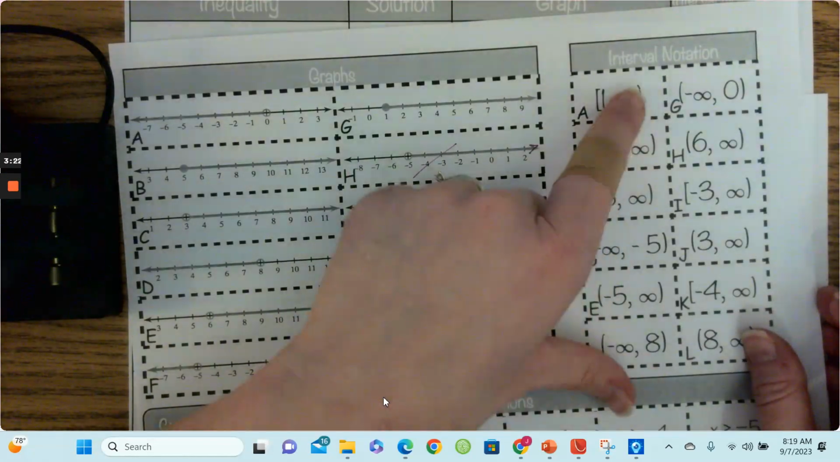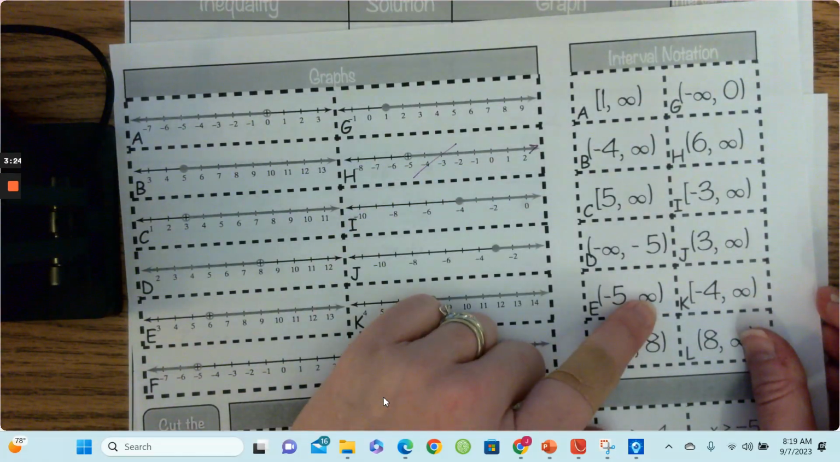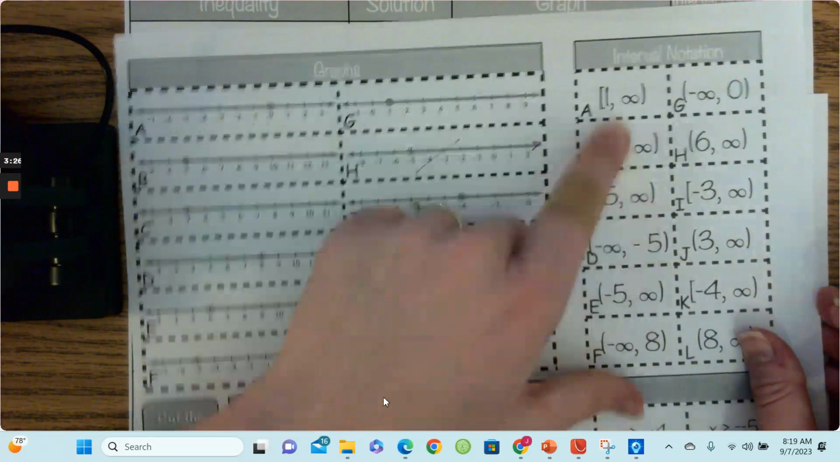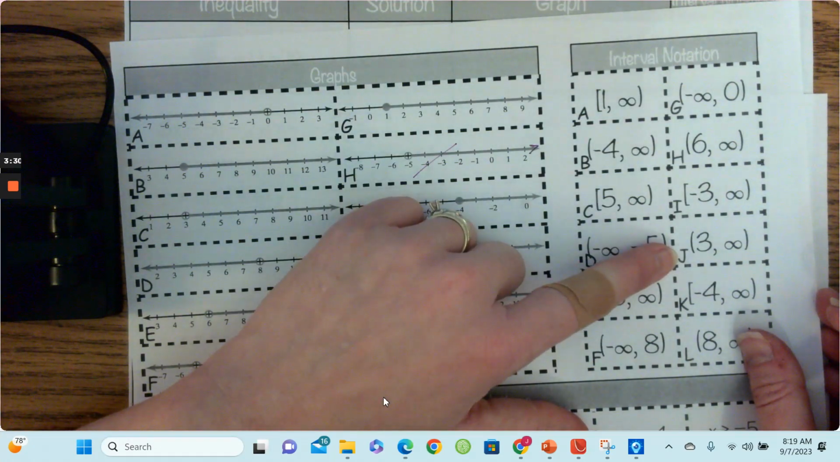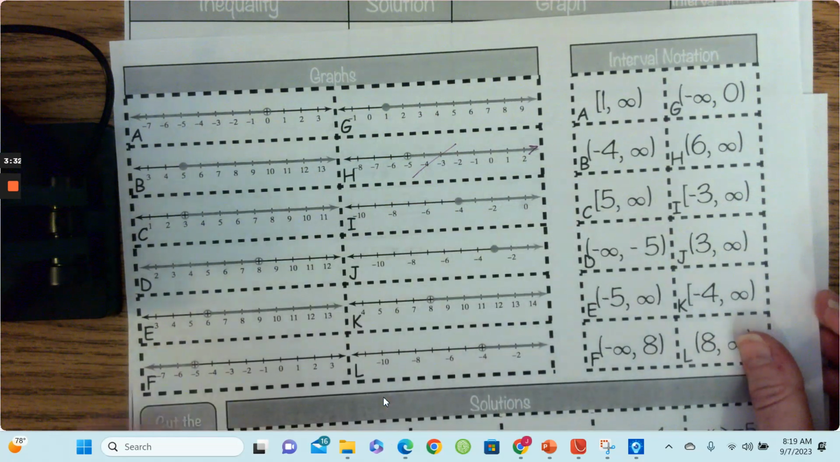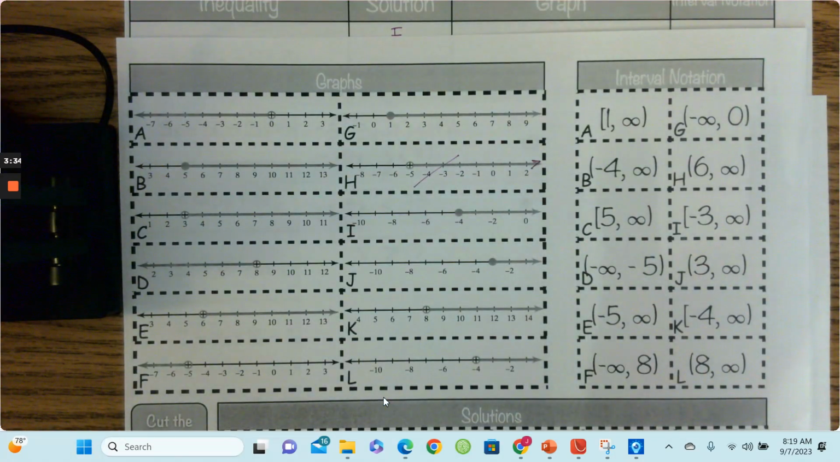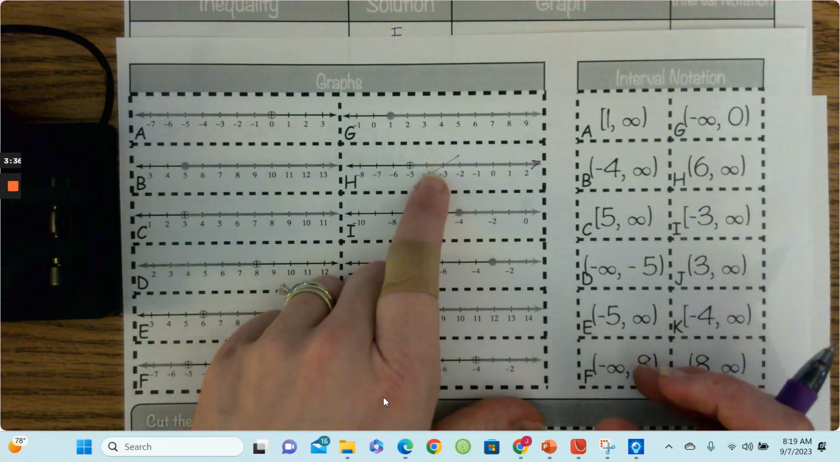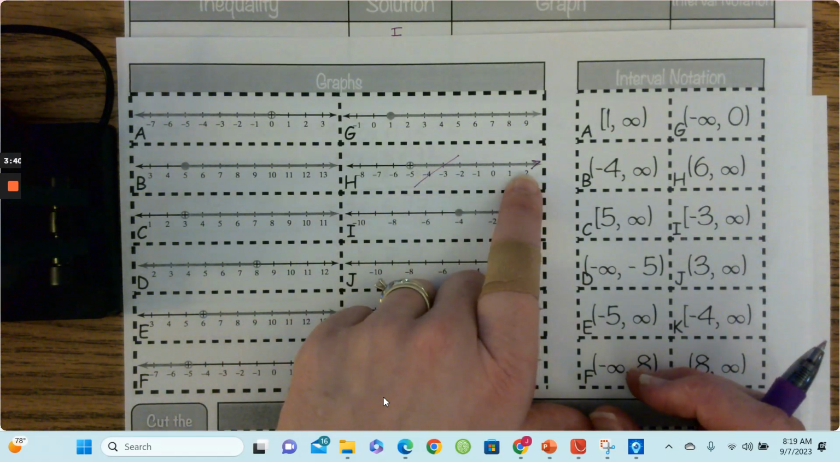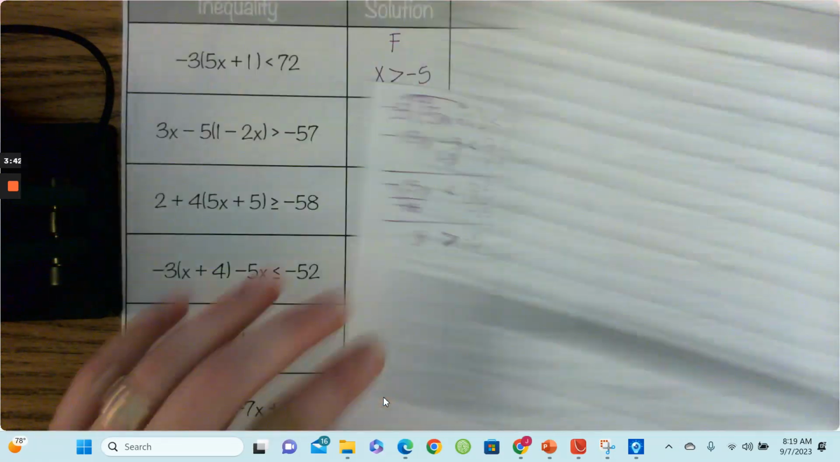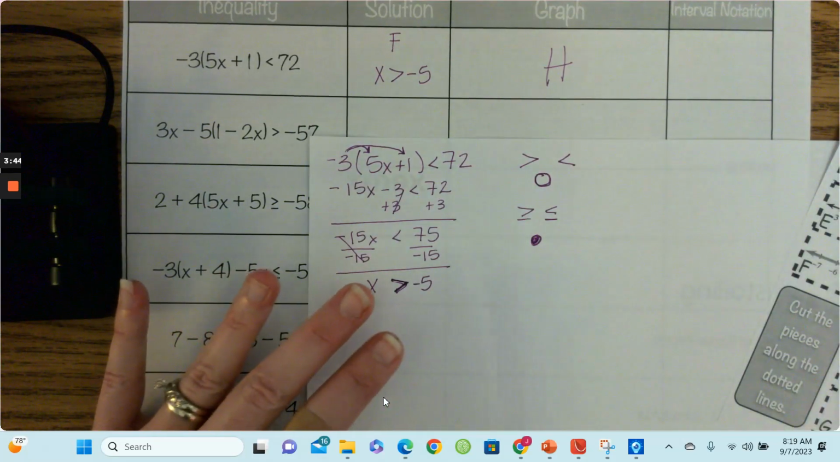Interval notation is what is used most often. Even in my college classes, this is what my kids are writing their inequalities with. So we always start with the start point. We're starting at -5, and we're going on forever. E? Mm-hmm.